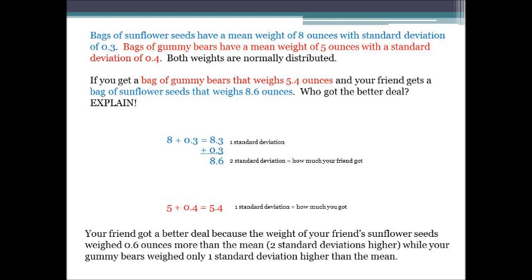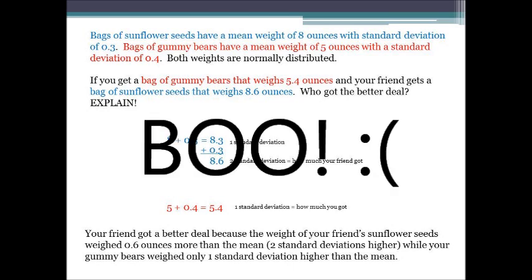So, your friend got a better deal because the weight of your friend's sunflower seeds was 0.6 ounces more than the mean, which is 2 standard deviations higher, while yours was only 1 standard deviation higher than the mean. Aww.